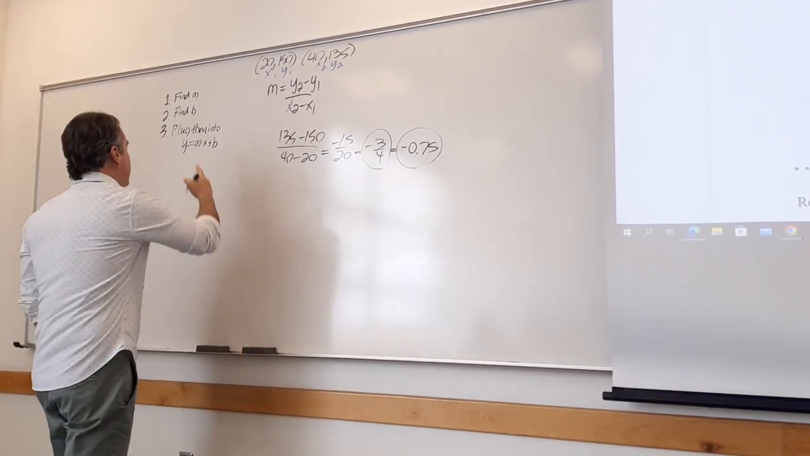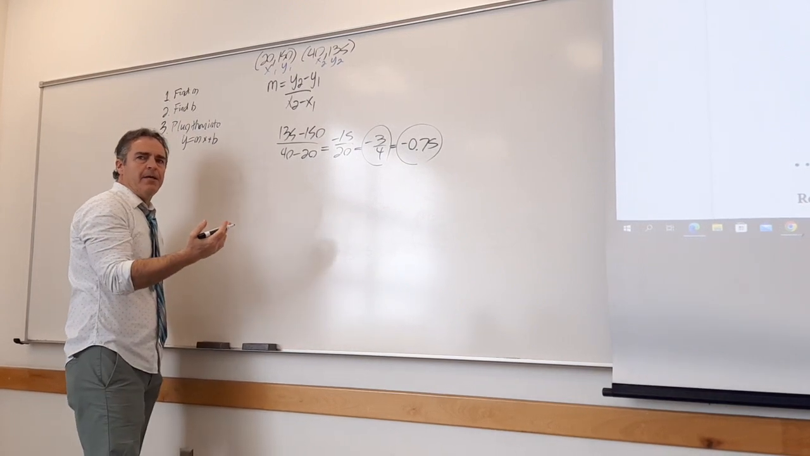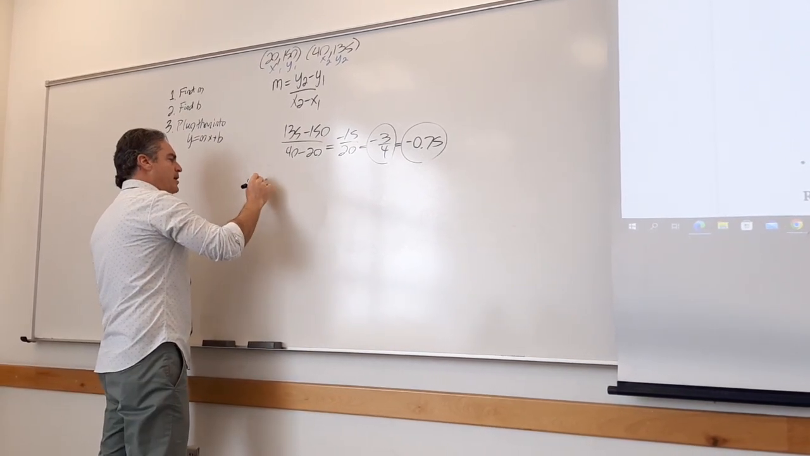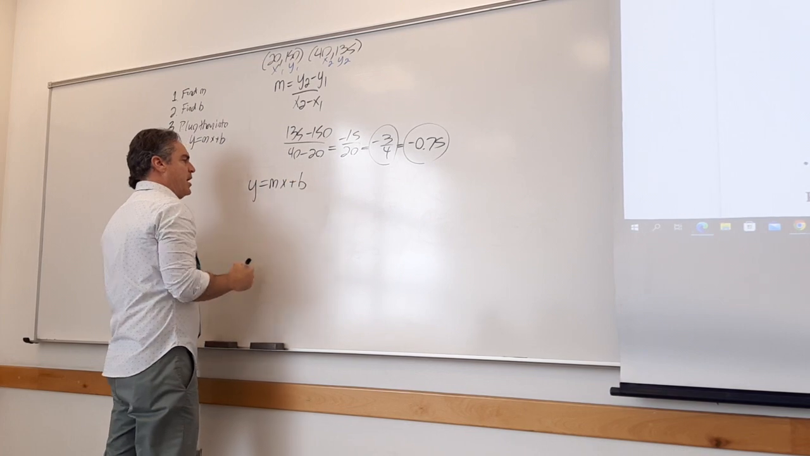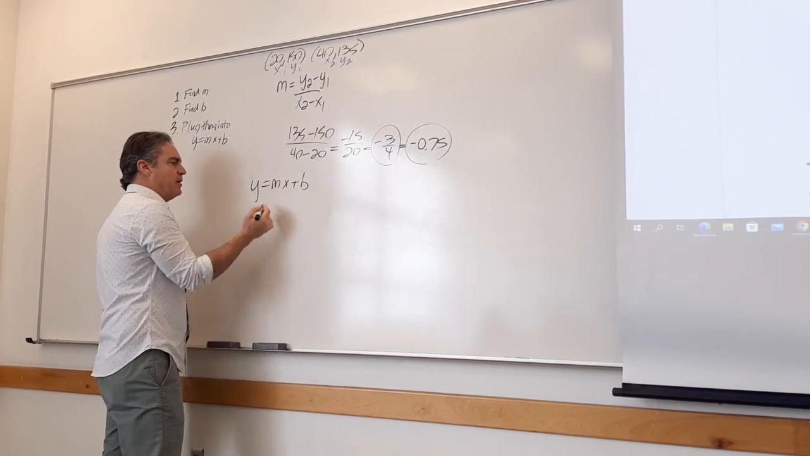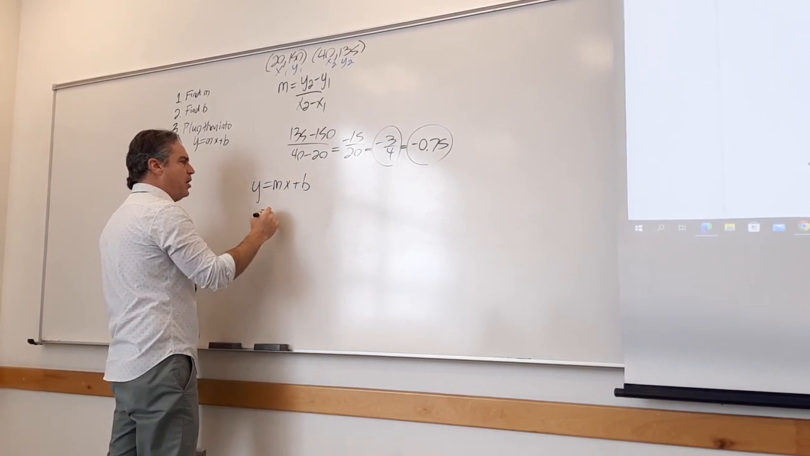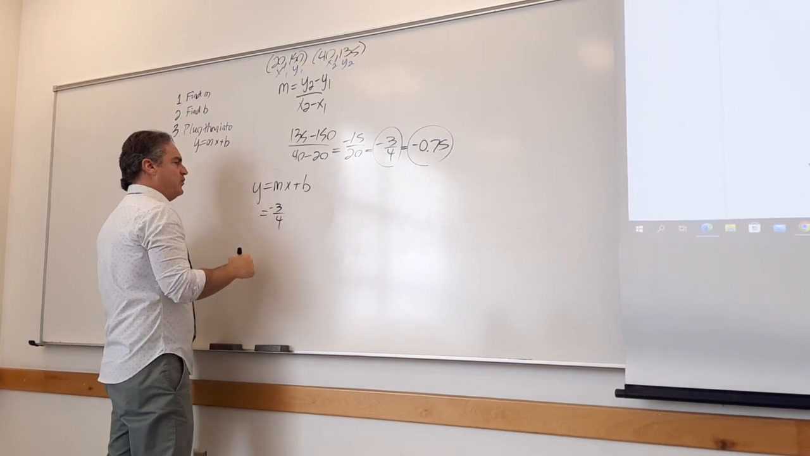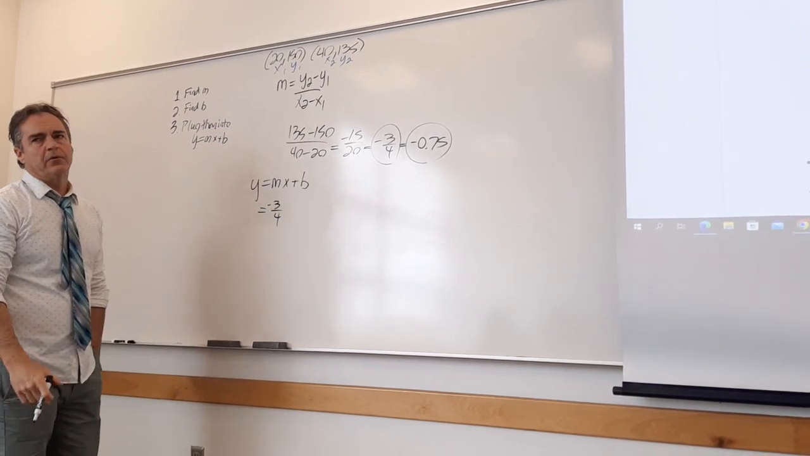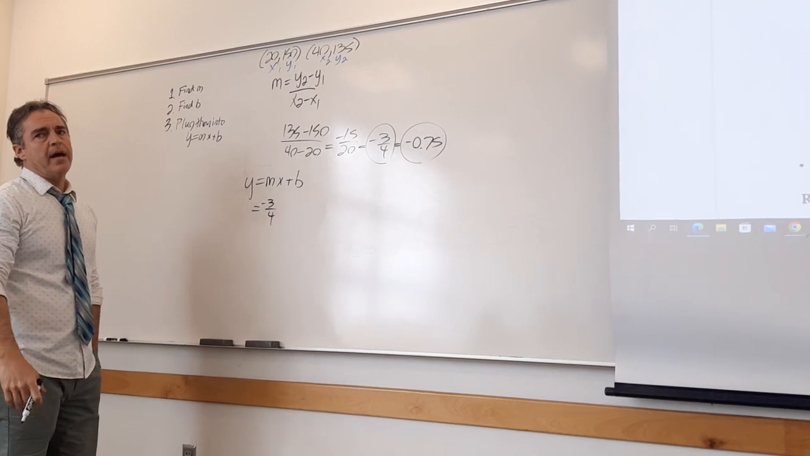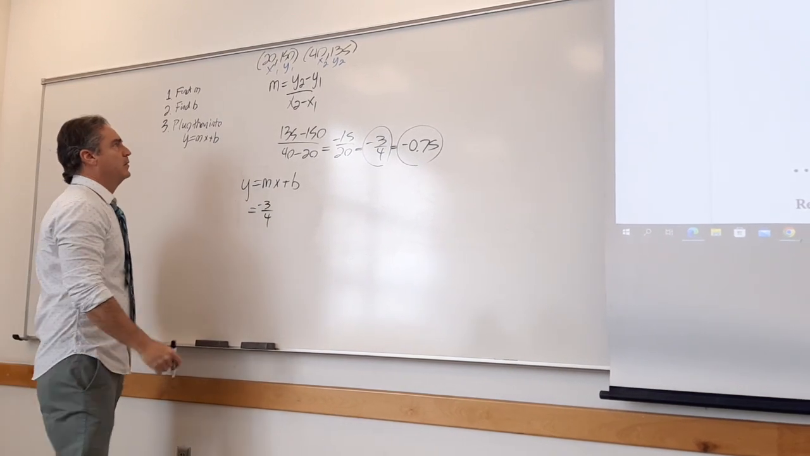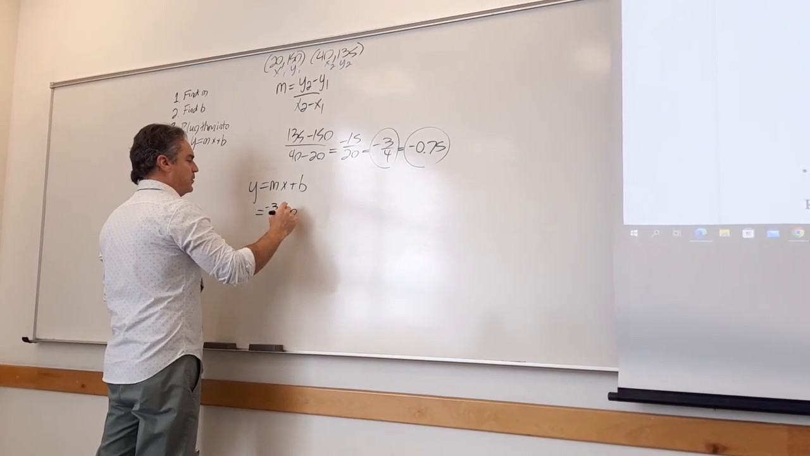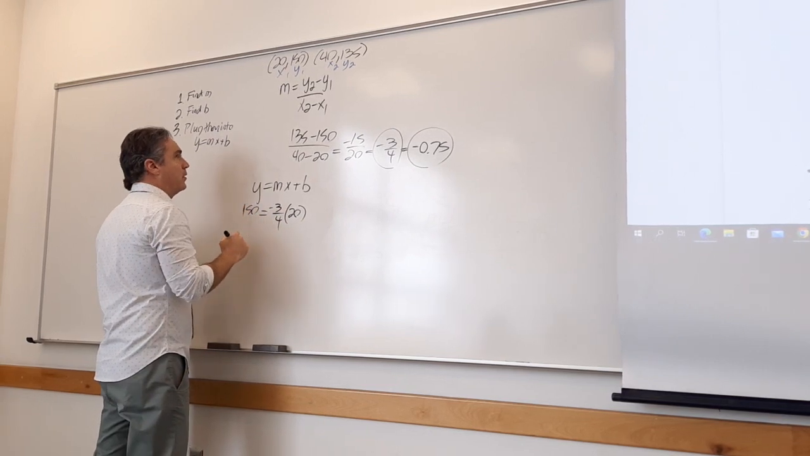Now that we have found m, we have to find b. Remember how to find b? We take y equals mx plus b, and we have to pick a value of y and x, and plug in the m that we just found. So m we know is negative 3/4. So what x and y value do you want to use? Doesn't matter. I'm using 20 and 150. They're smaller.